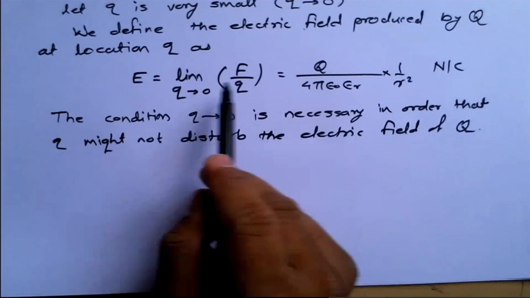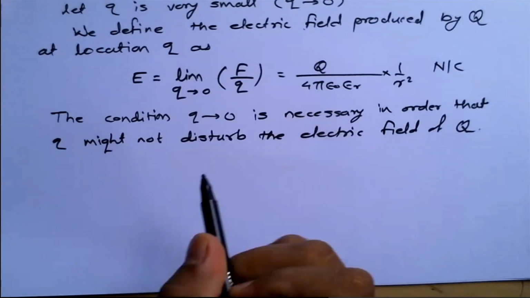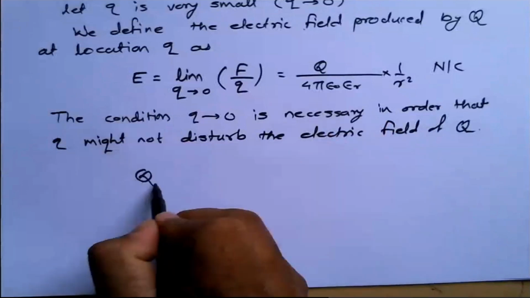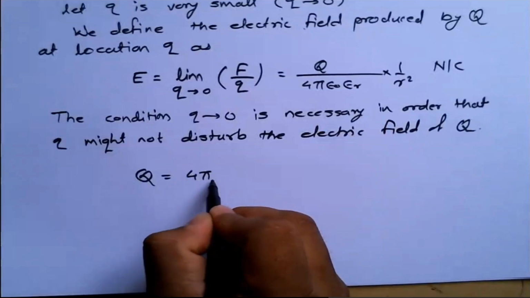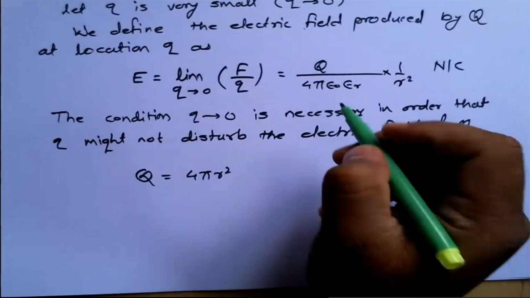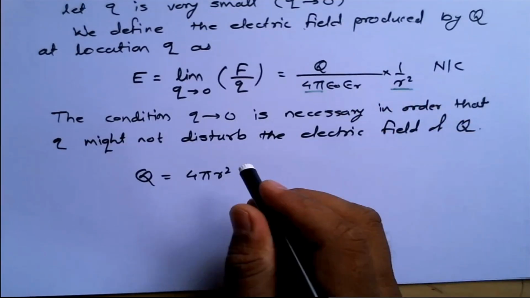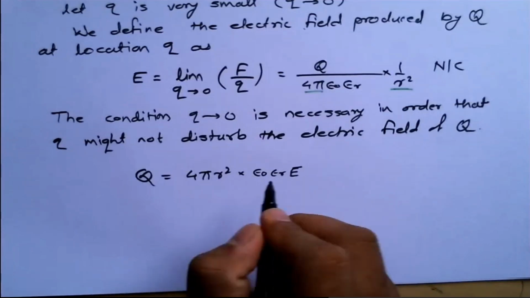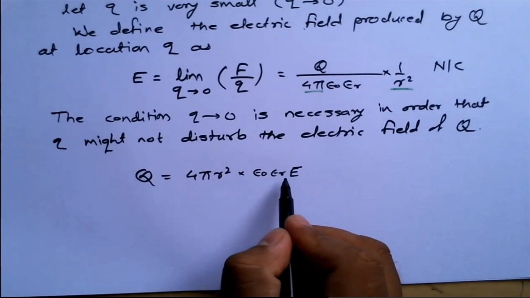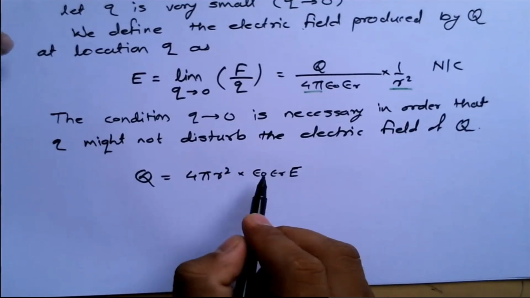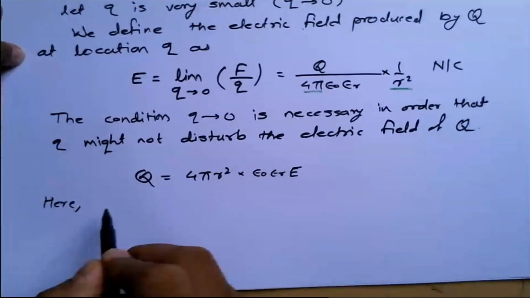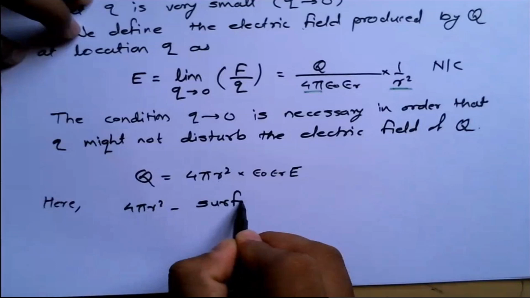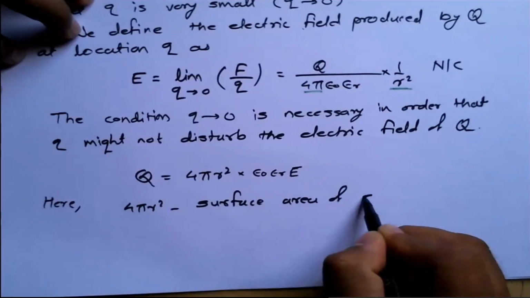Okay. So if we rearrange this equation, and define it for Q, from this equation Q will be 4 pi r square into epsilon 0 epsilon r into E. So Q will be 4 pi r square into epsilon 0 epsilon r into E. In this particular equation, what is 4 pi r square? 4 pi r square is nothing but the surface area of a sphere.